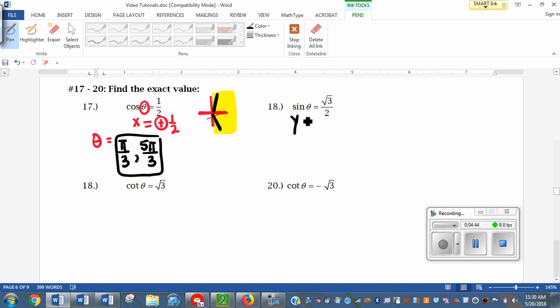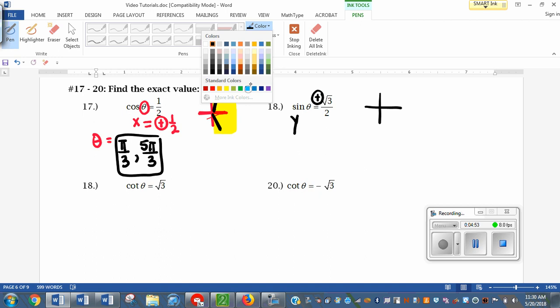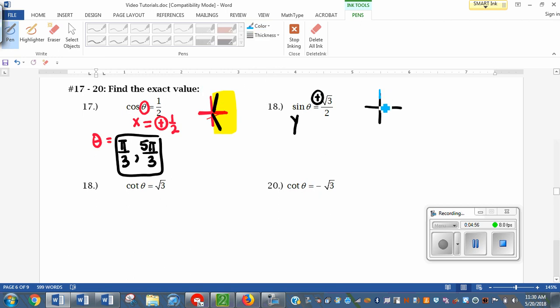Sine is referring to the y value, so we want to know, where is y positive root 3 over 2. Okay, so first off, think of where is the positive side of the y-axis. The y values are positive towards the top. So I'm going to use quadrant 1 and quadrant 2, and I want to know where's the y value, the root 3 over 2.